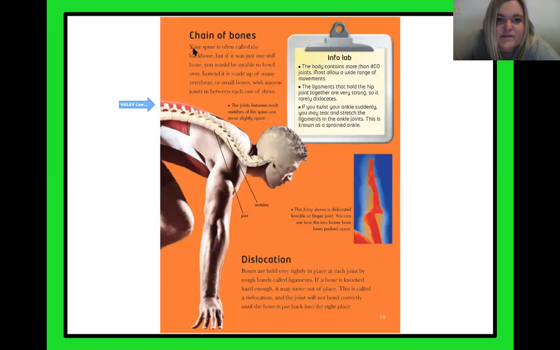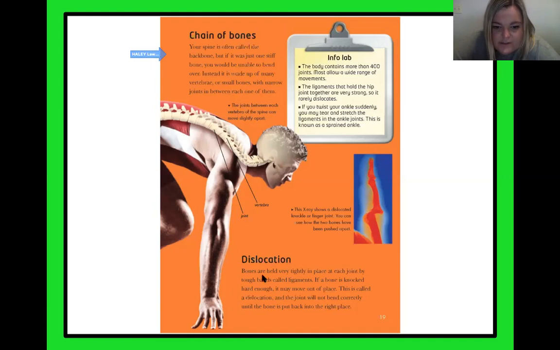Chain of bones. Your spine is often called the backbone, but if it was just one stiff bone, you would be unable to bend over. Instead, it is made up of many vertebrae, or small bones, with narrow joints in between each one of them. The joints between each vertebrae of the spine can move slightly apart, so they're kind of moving.